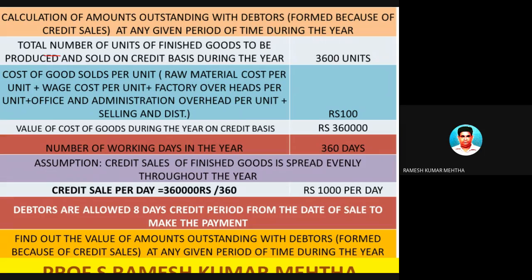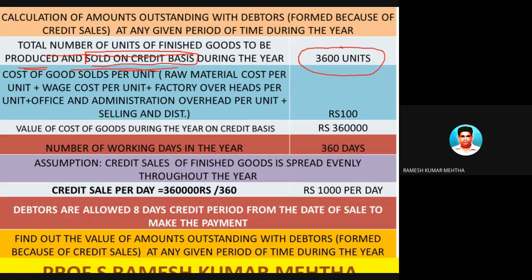The total number of units which are going to be manufactured and sold on credit basis. So not only is it going to be produced, it is going to be sold on credit basis. How many finished goods units are going to be sold on credit basis during the whole year? 3,600 units. So this many units are going to be produced, and all the units are going to be sold on credit basis.